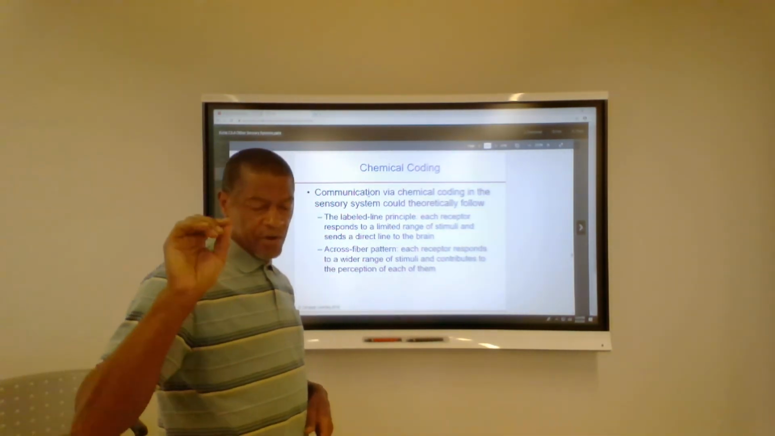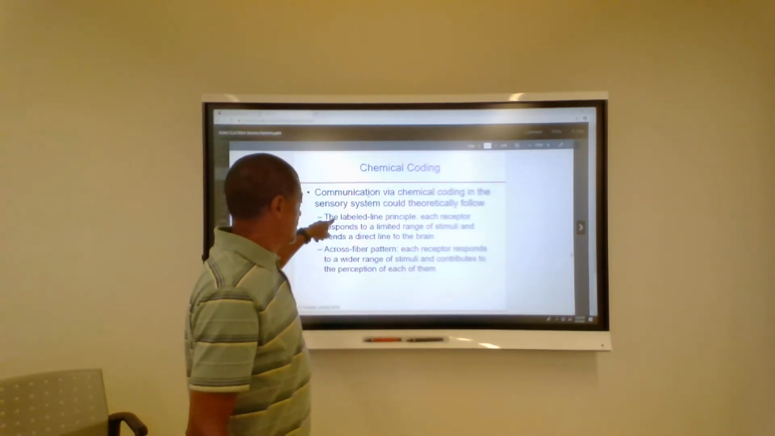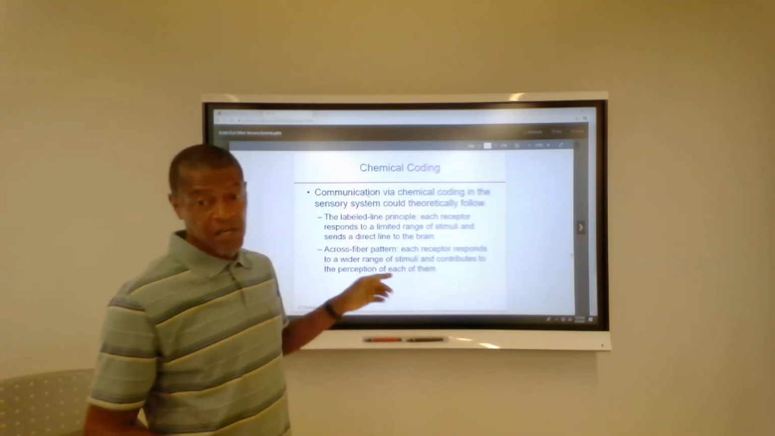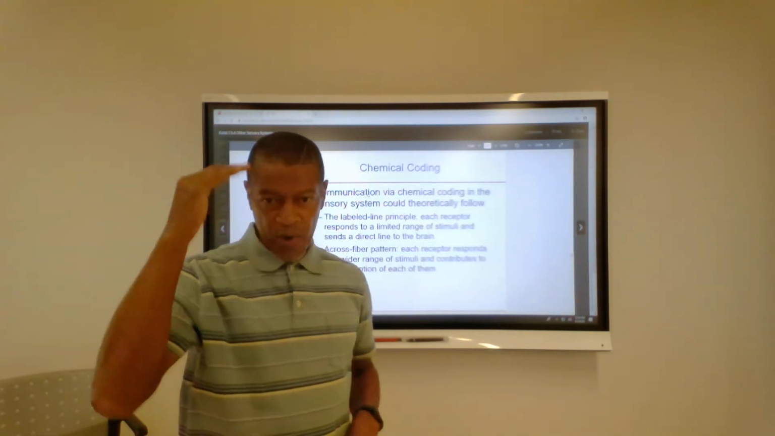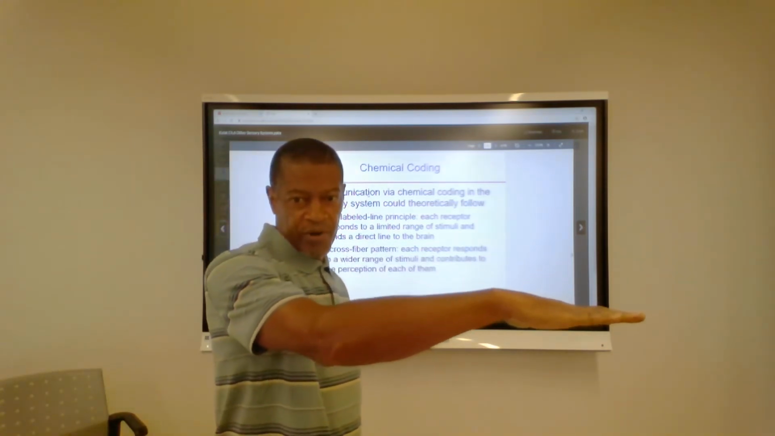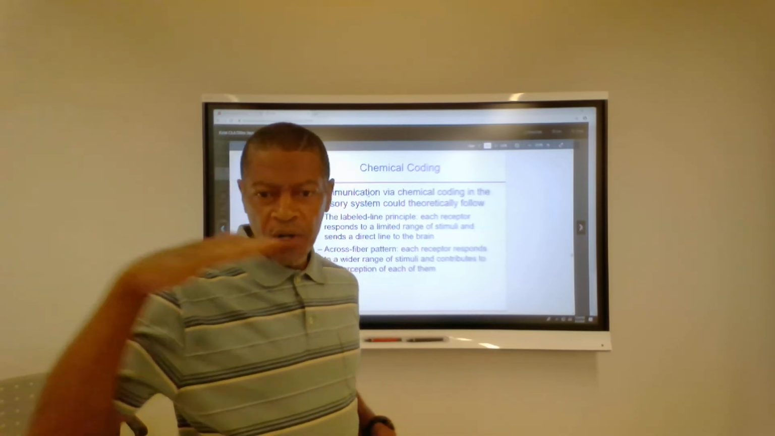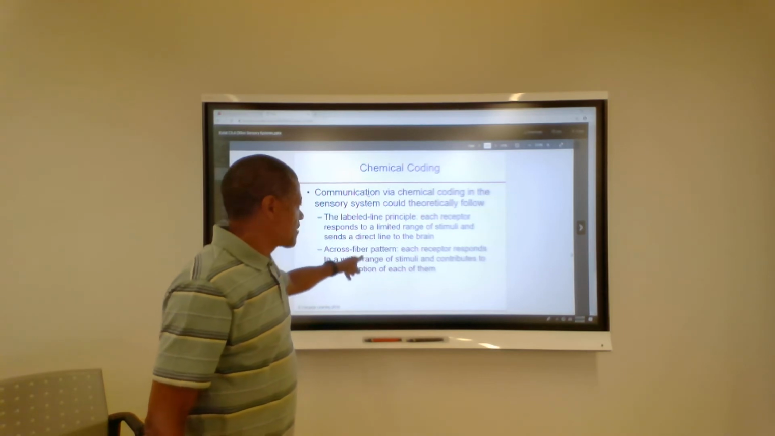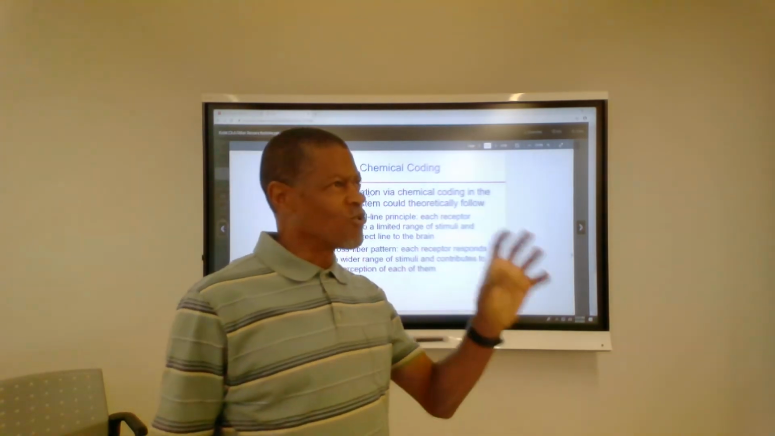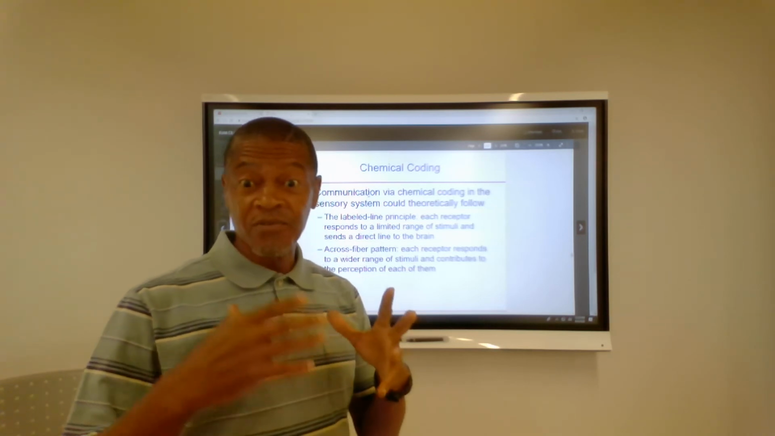I want you to remember, for knowing how the brain processes this, two principles. Label line principle, cross fire pattern principle. The label line really sounds like just one way. So the way the brain codes things, it says a limited range of stimuli with a direct line to the brain. Oh, that's a rose. Oh, that's orange, citrus. Label line. Versus a cross fire pattern, it says a wider range of stimuli contributes to the perception of it. Oh, that rose and that orange, oh, that smells like potpourri, like a bunch of sensations and smells.